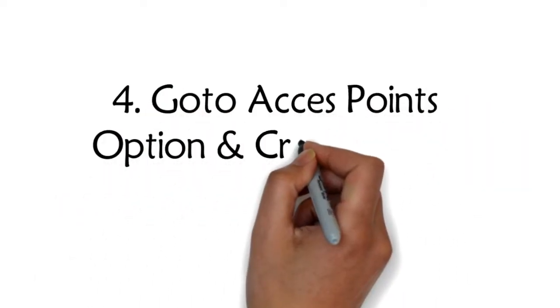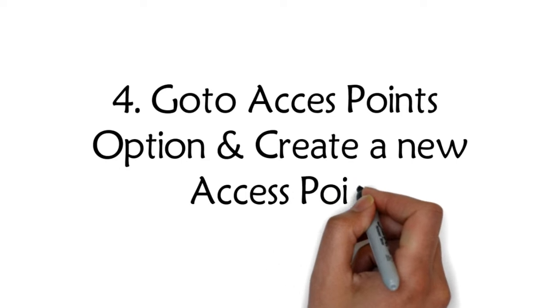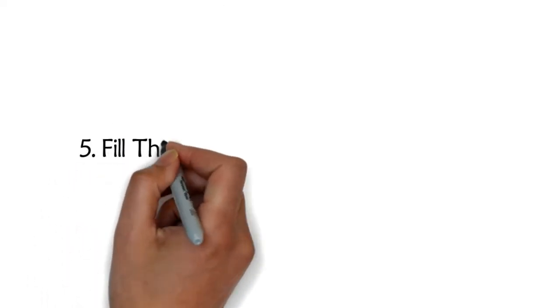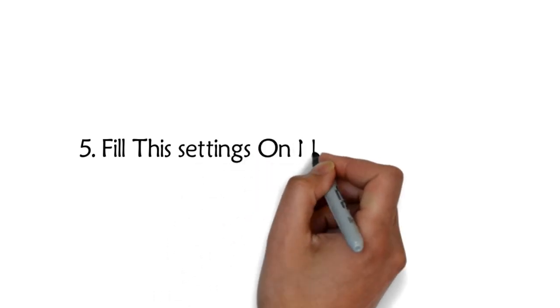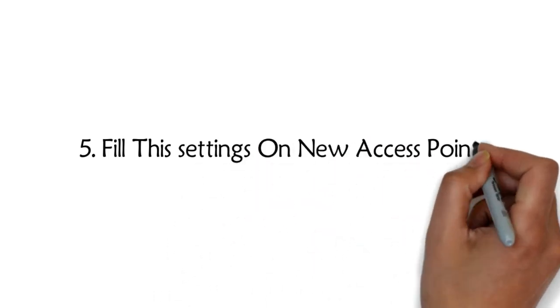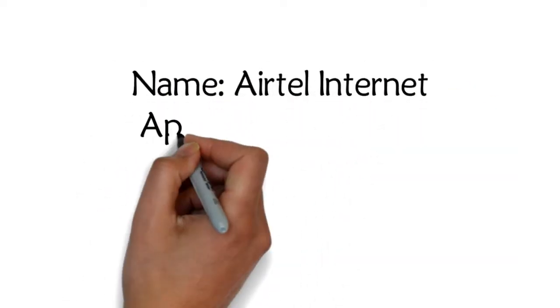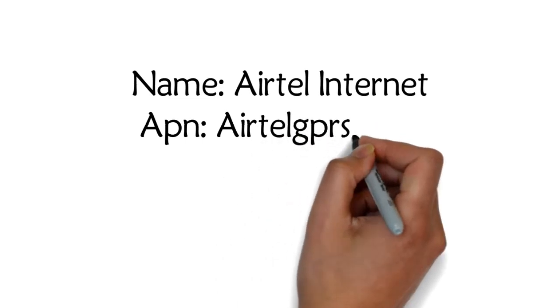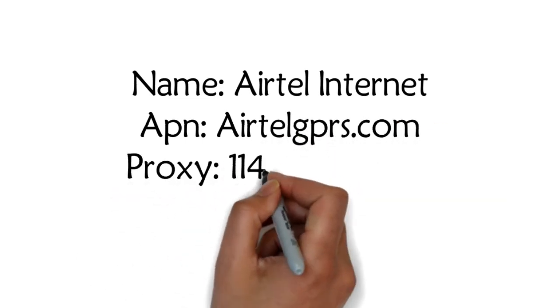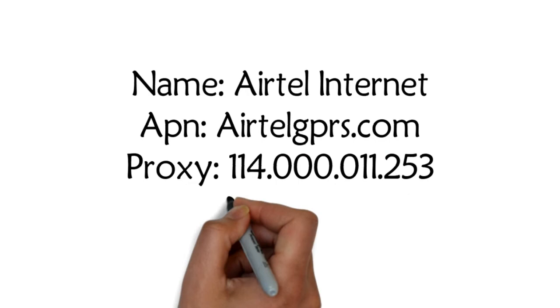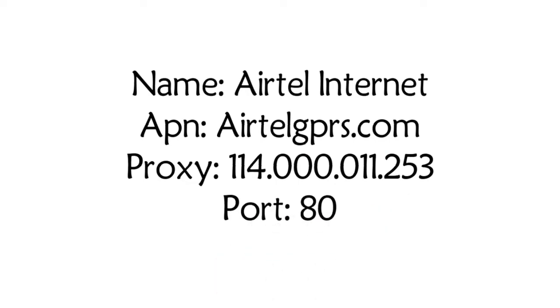4. Go to Access Points option, create a new access point. 5. Fill in the below settings on the new access point. Name: Airtel Internet. APN: airtelpros.com. Proxy: 114.000.011.253. Port: 80.